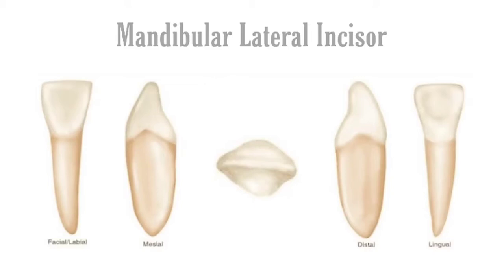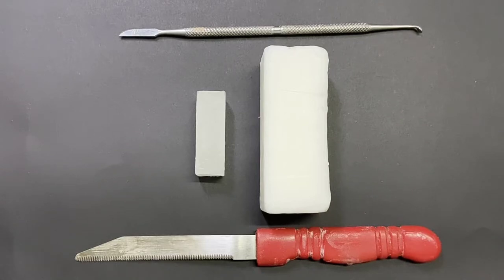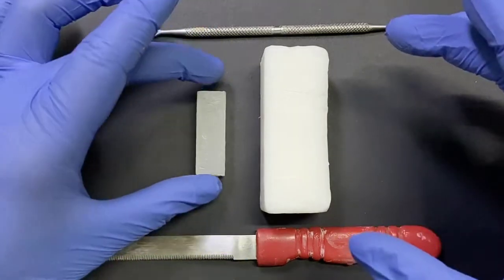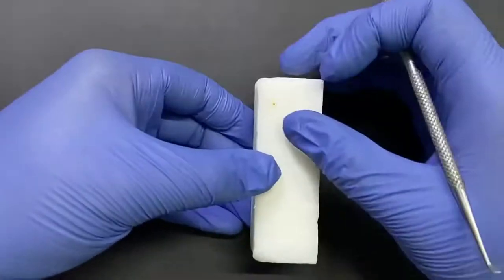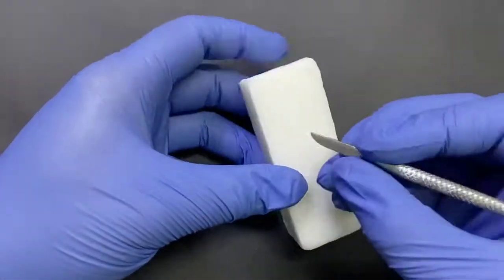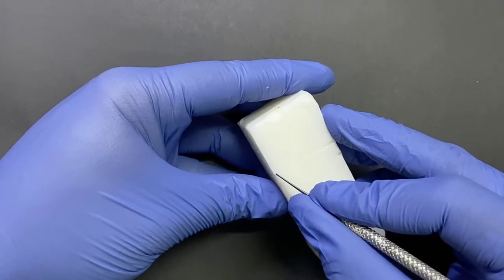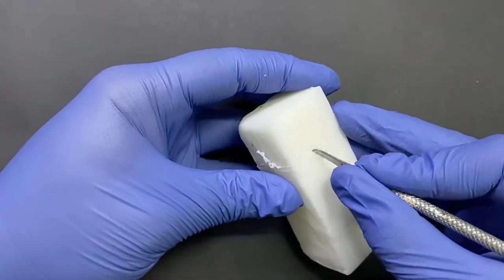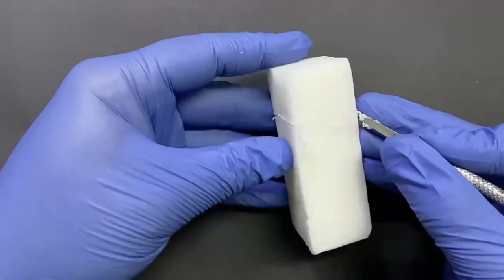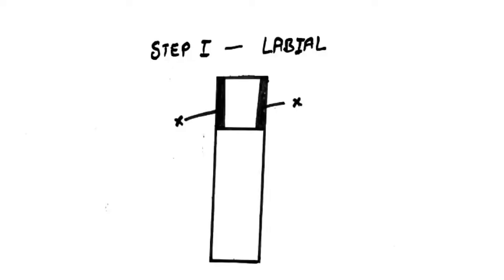So I welcome you all into this carving session of mandibular lateral incisor. So let us start with the carving. And as you can see, our armamentarium is ready. As you know, we carve on a larger wax block so that each and every stroke is evident to you. Here we start by marking off the crown and the root by marking out this line, which will distinguish and make it easy for us to carve the crown and the root.